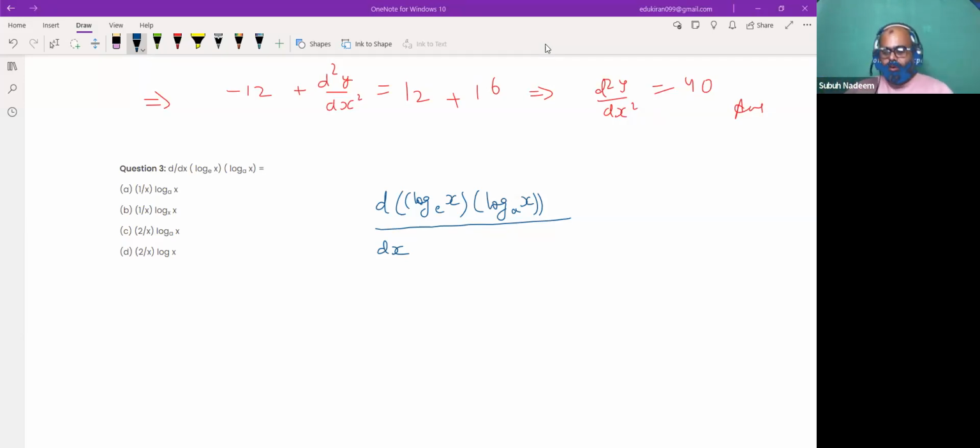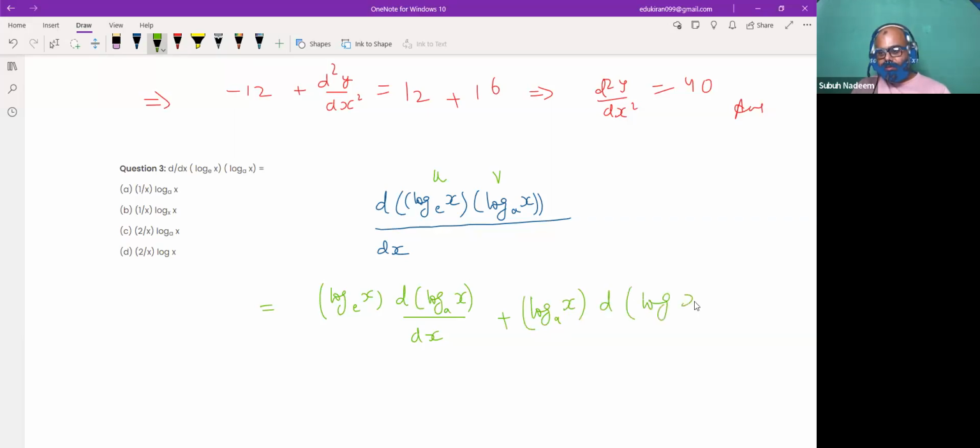Yes. What will you apply first? Can you tell me? Can you apply the product rule? This is U, this is V. So you take U outside and differentiate V, and then plus V outside and differentiate U. Would you do this? Is it clear?